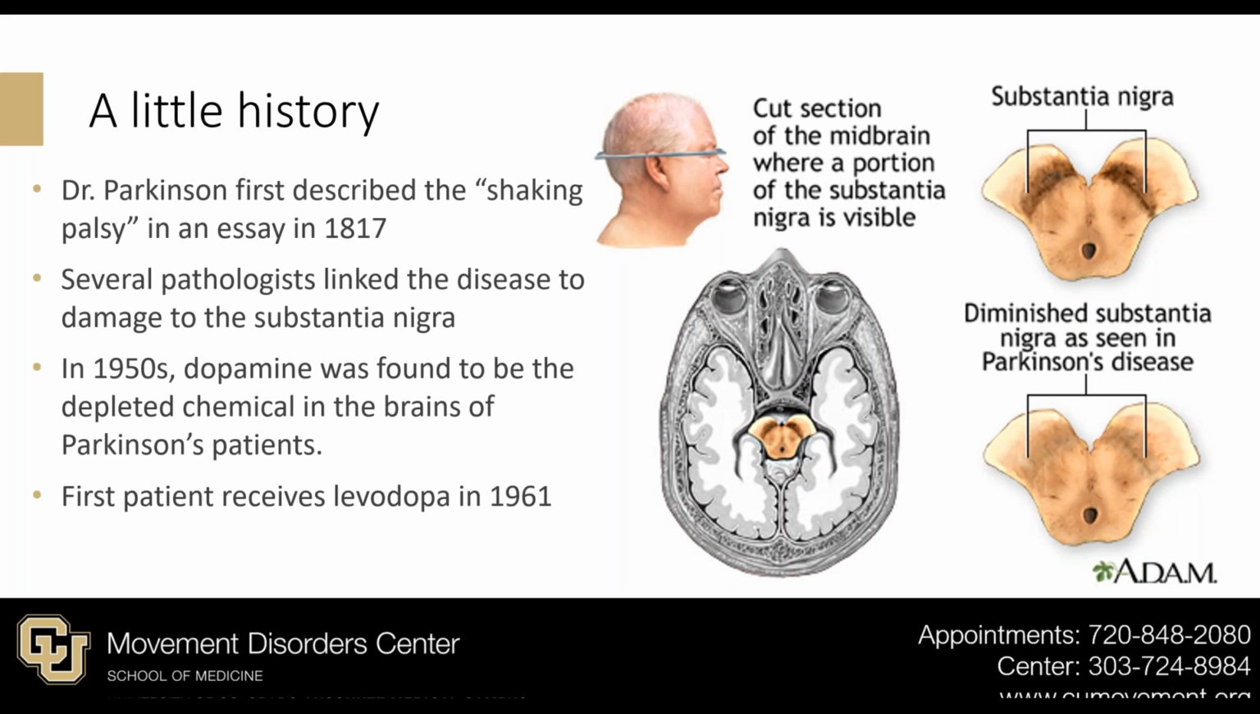In the 1950s, that's what was discovered. It took from 1817, when people said there's this disease called Parkinson's disease, until the 1950s, until they understood what chemical was being depleted. So that's a long time. And so really, we didn't actually have any medications from 1817 till 1961 to provide to patients. And the first drug was levodopa, really, that was used on an extensive basis. And as many of us know, levodopa is pretty much what everybody uses still to this day.